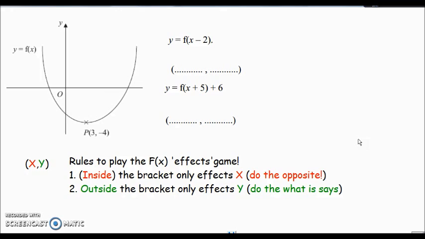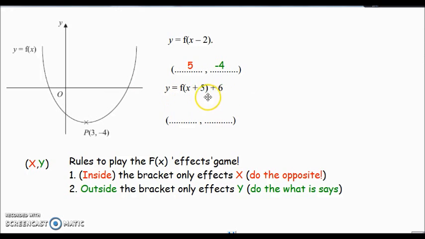Hopefully you've had a go at that. Let's have a look. So this is a popular rule, isn't it? They like this one. So again, we've got -2 in the bracket. We know now that means it only affects the x, and we do the opposite. So we're adding 2 to x. Well, x is 3. So if I add 2 to x, it becomes 5. And then I don't touch the y. No instructions outside, so -4.